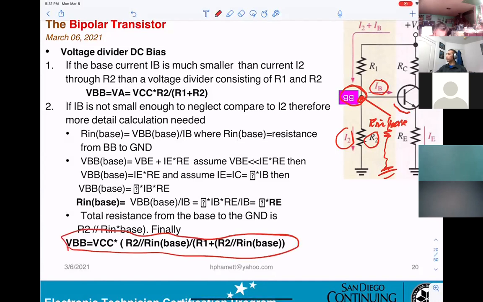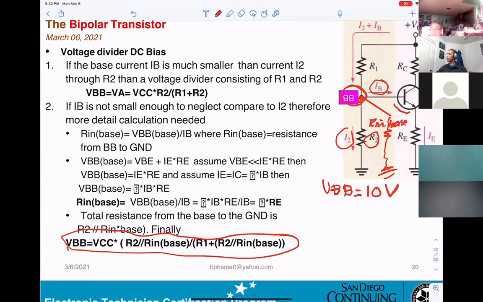That means VBB equals VCC times R2 parallel with R in base, divided by R1 plus R2 parallel R in base. Okay, that means a little more calculation. However, really we don't need it, I can tell you. For example, VBB equals 10 volt.